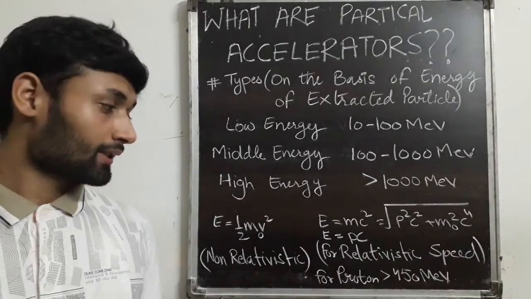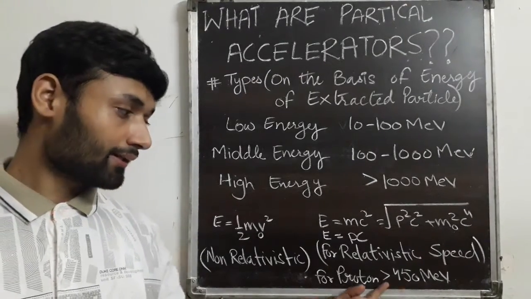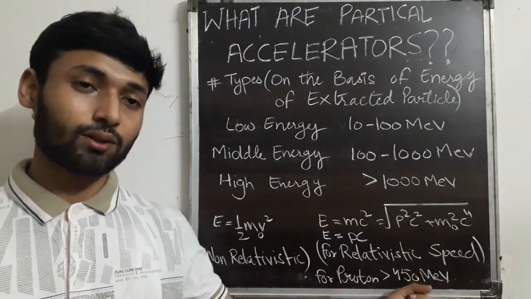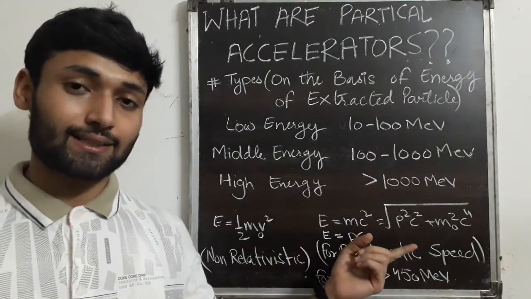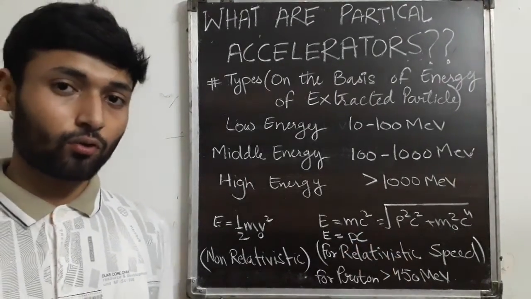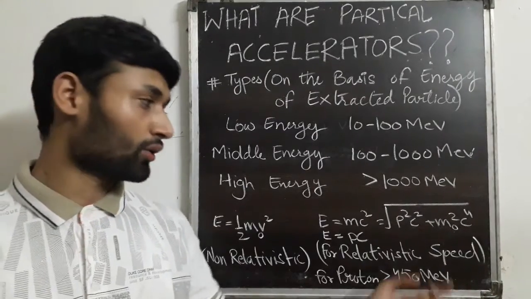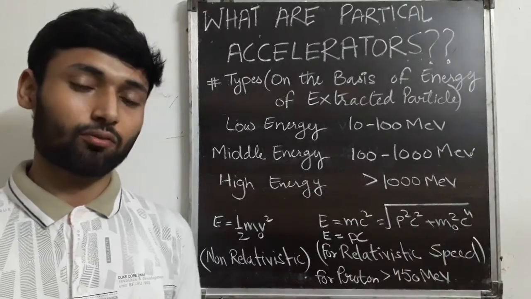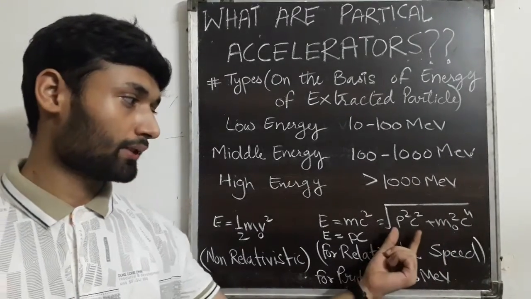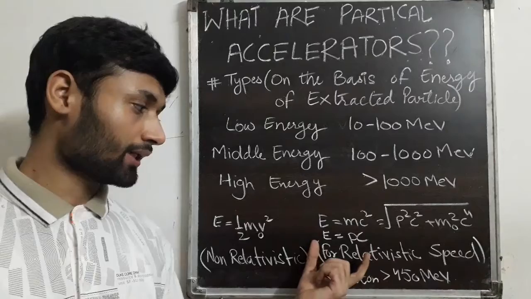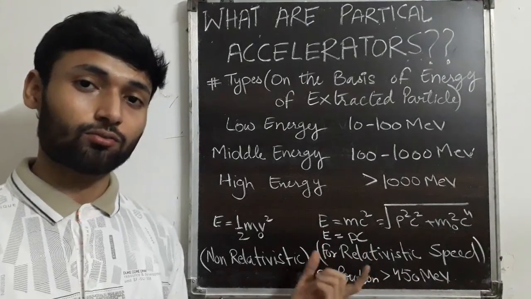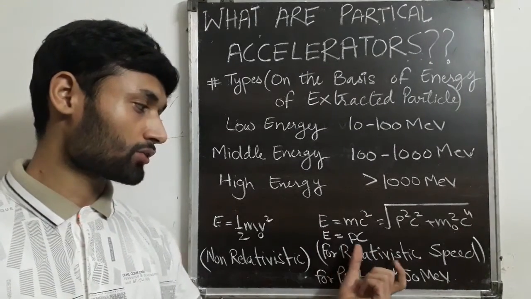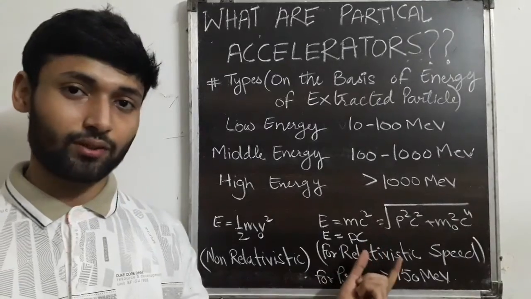For proton, having energy greater than 450 million electron volt, this formula gives you the exact answer. For electron, we can also ignore the m0 square c4 term because the rest mass energy of the electron is very small as compared to p square c square. So the expression for the electron to find the velocity becomes E equals pc, where p is mv.